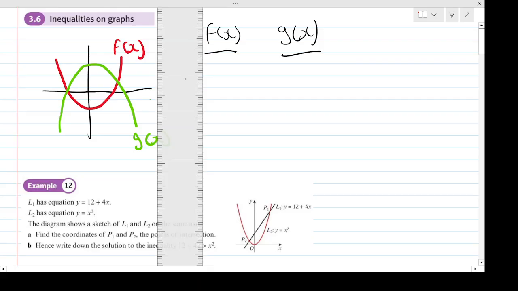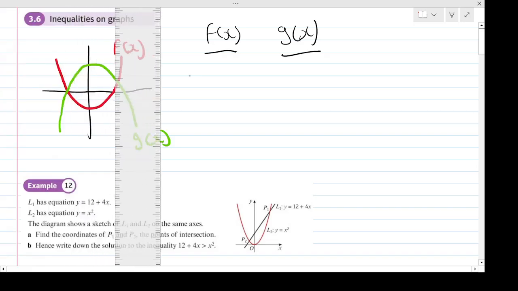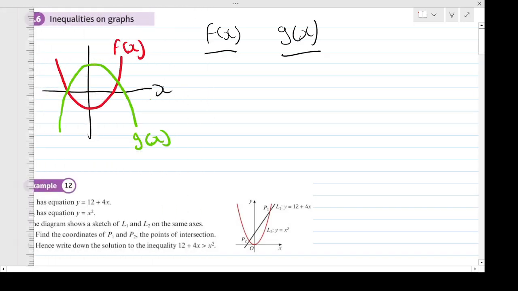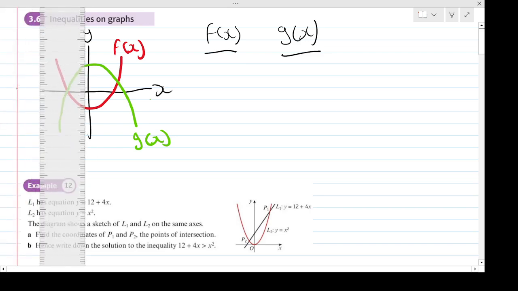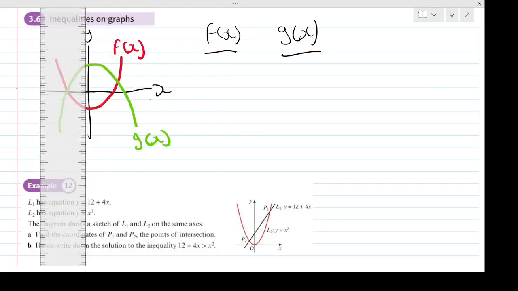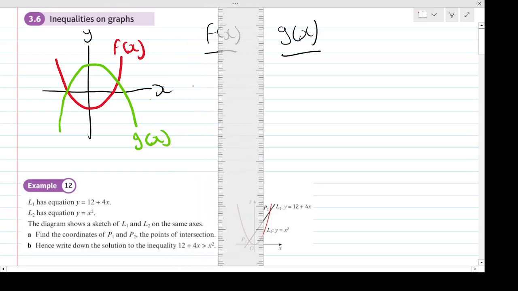So let's examine exactly what happens across all values. If we move from left to right, imagine this is the x-axis and this is the y-axis. What happens if we move from the left of the x values to the right and then beyond? What happens to the two functions, as in what position they are in on the graph? So let's have a look then.